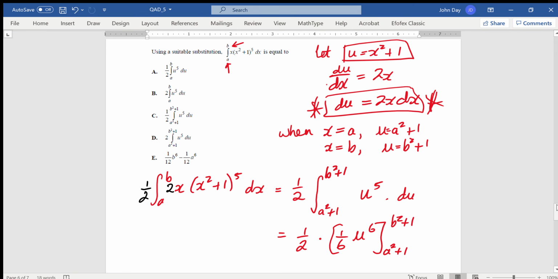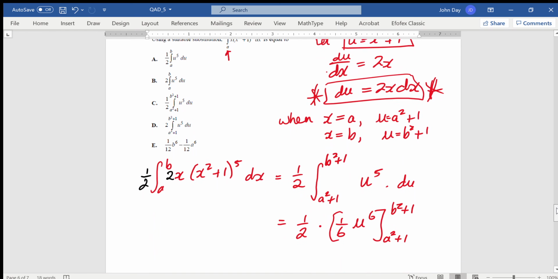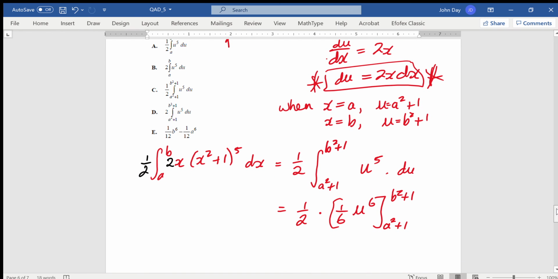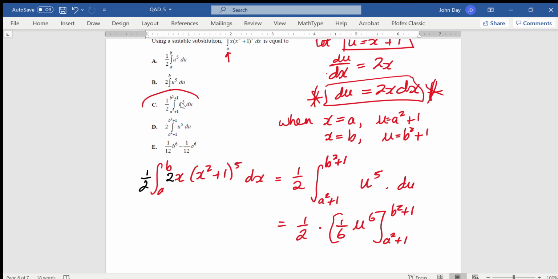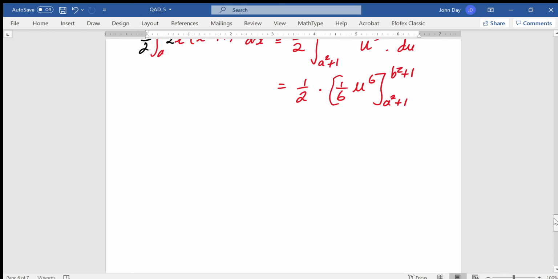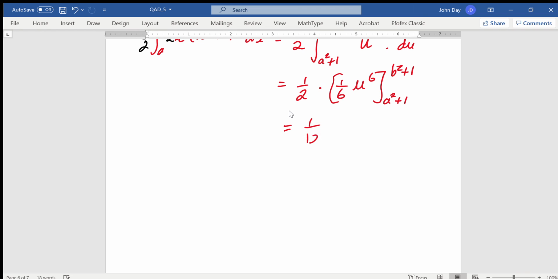Now, have we got anything there already looking like that? Half integral from a squared plus 1 to b squared plus 1 of u to the 5 du. That's correct. So I don't need to go any further. The only one that's a bit suspicious is this one, so something must go wrong in their algebra of that one. I'll just see this through. This is a 12th, and then it's b squared plus 1 to the 6th minus a squared plus 1 to the 6th.